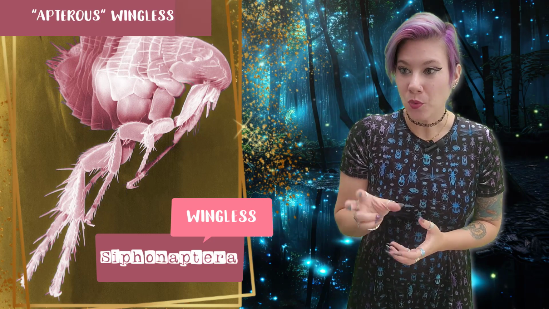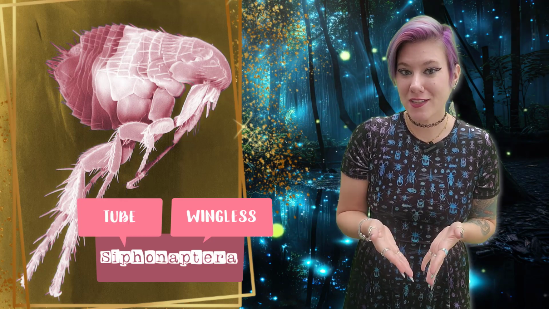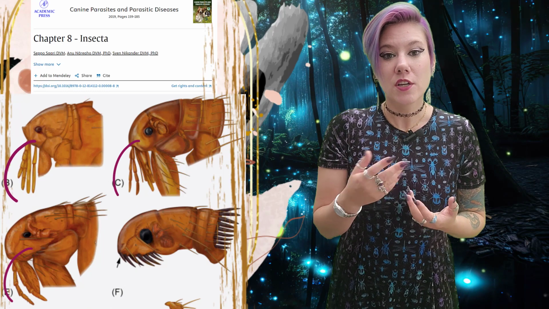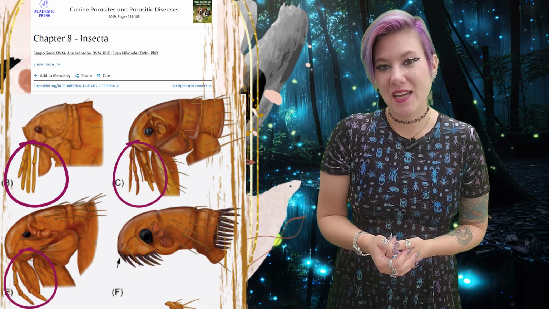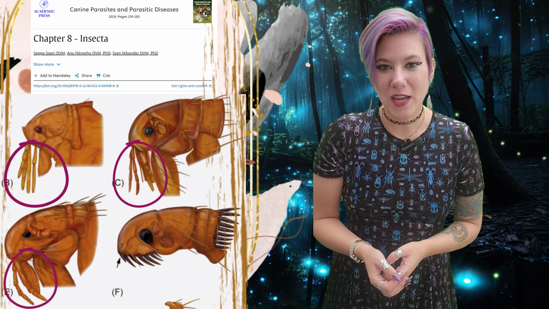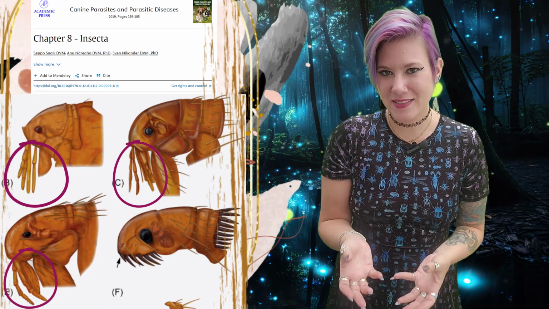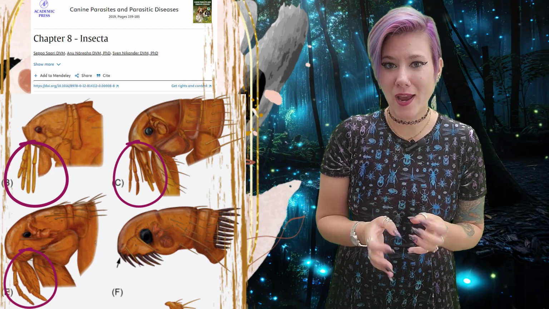So we have aptera, wingless, and then siphon is referring to the mouth parts, which are piercing and sucking, and siphon just means tube. So you have the wingless tube insects. That's what fleas are. All insects have basically the same kinds of mouth parts, except a lot of them have been modified and/or fused together to create different structures. So for example, the siphon that you see in Siphonaptera, that tube-like mouth part, is constructed from the basic insect mouth parts, but they have just been fused together and arranged slightly differently.